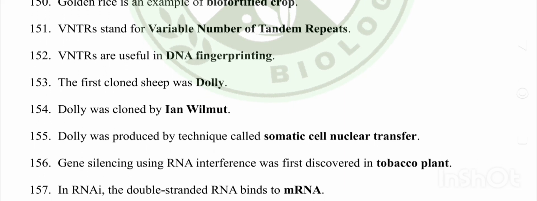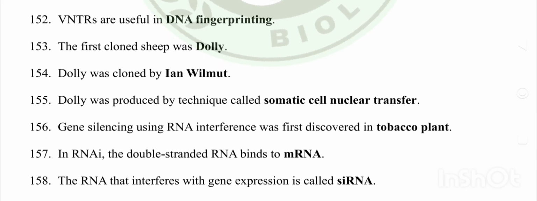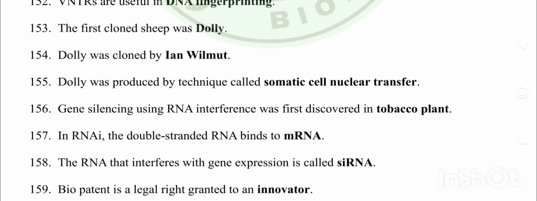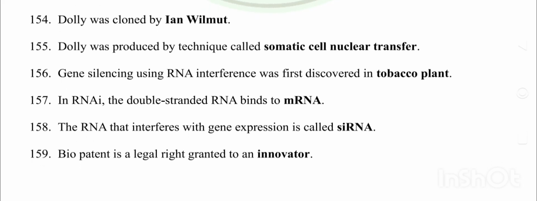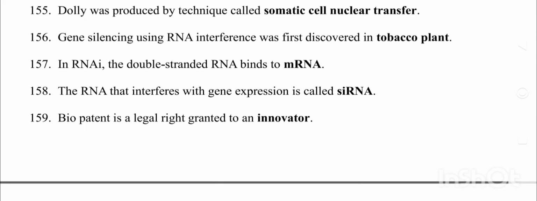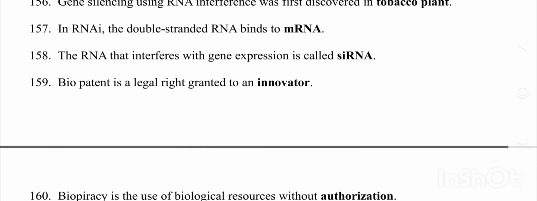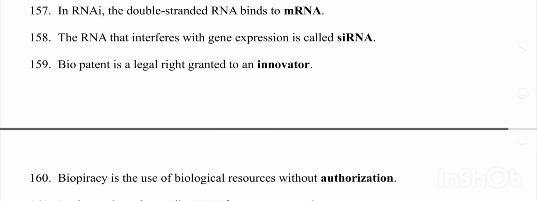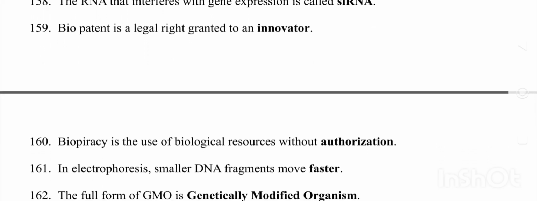156. Gene silencing using RNA interference was first discovered in tobacco plant. 157. In RNAi, the double-stranded RNA binds to mRNA. 158. The RNA that interferes with gene expression is called cRNA. 159. Biopatent is a legal right granted to an innovator. 160. Biopiracy is the use of biological resources without authorization.